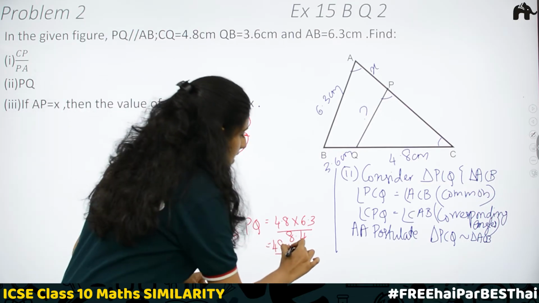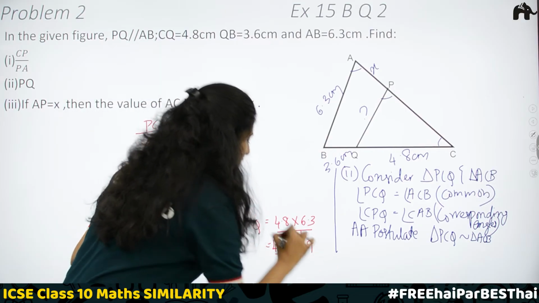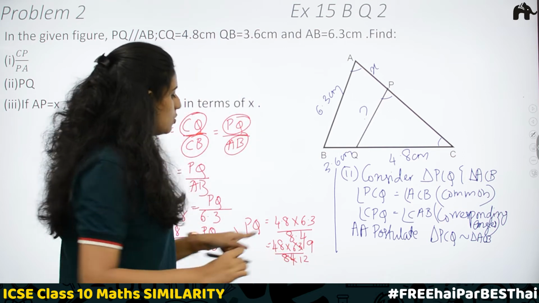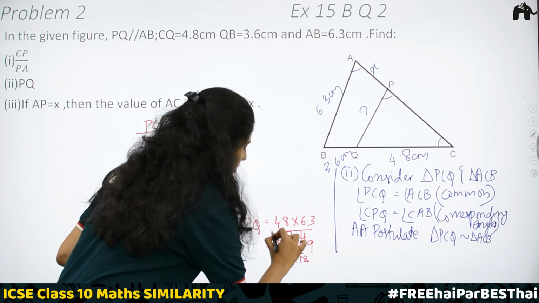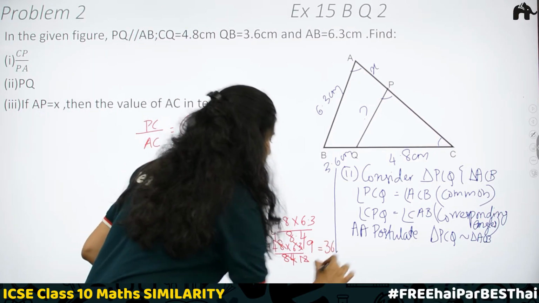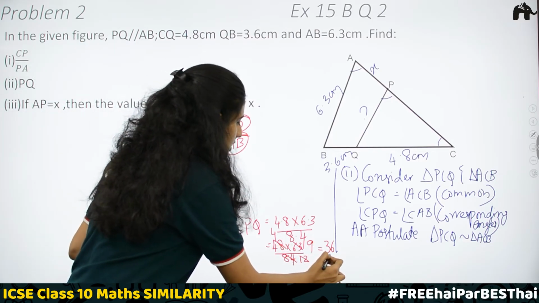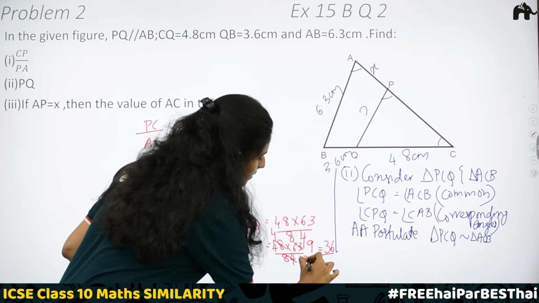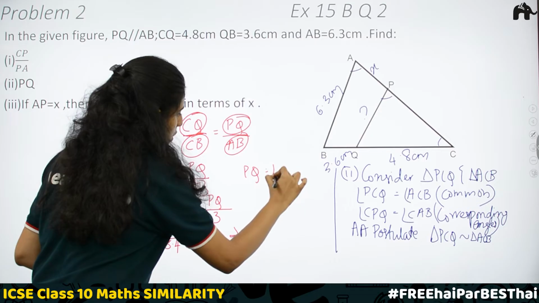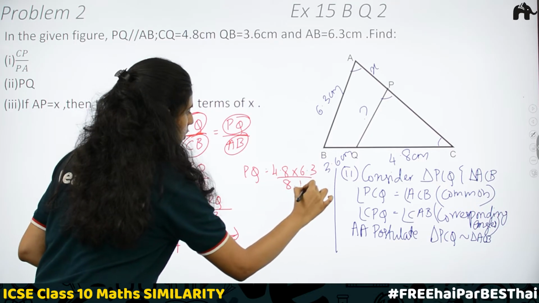Dividing with 7. 7 into 9 is 63. 7 into 12 is 84. 12 into 4 is 48. So we get 4 into 9, that is 36. And here we have a 10, which implies PQ is equal to 4.8 into 6.3 divided by 8.4.